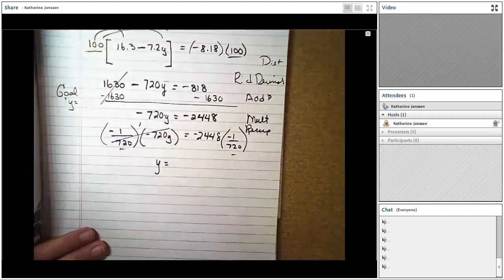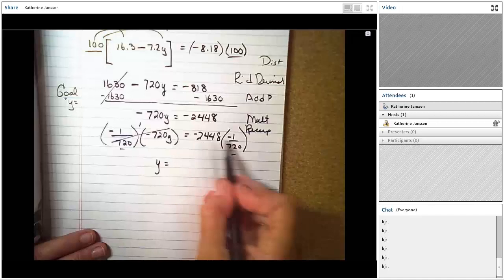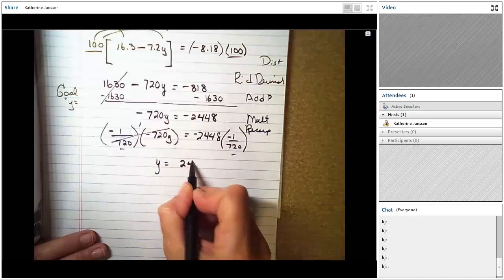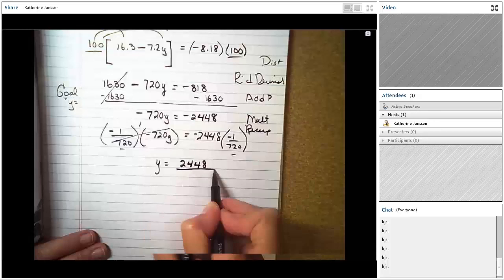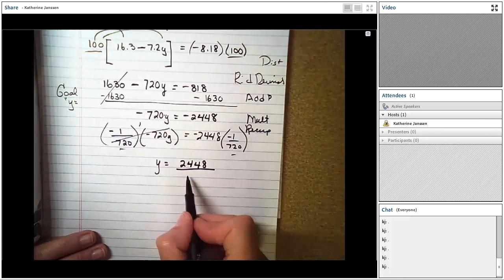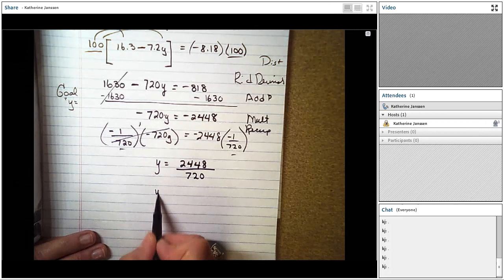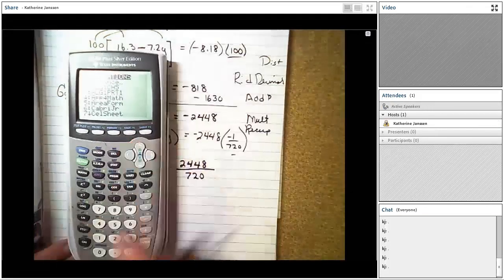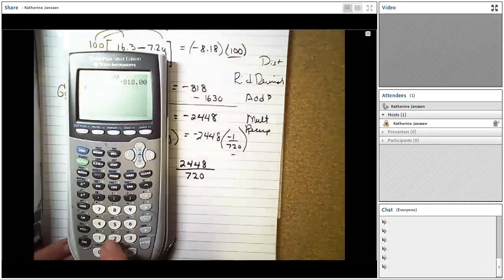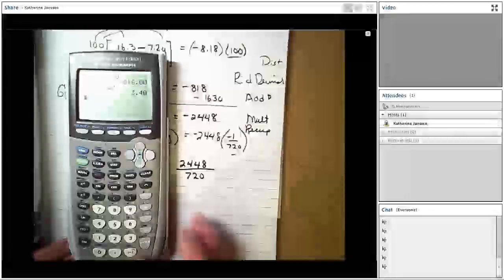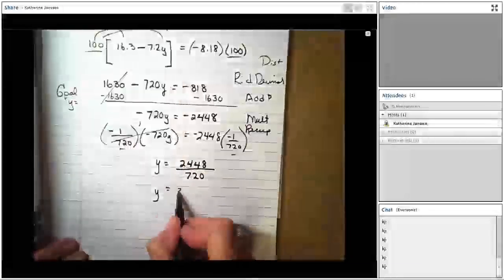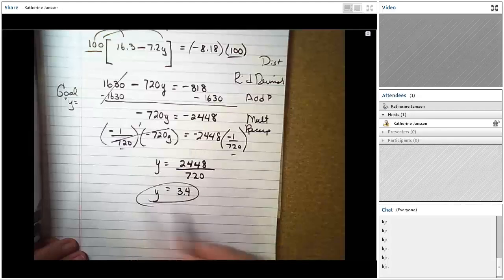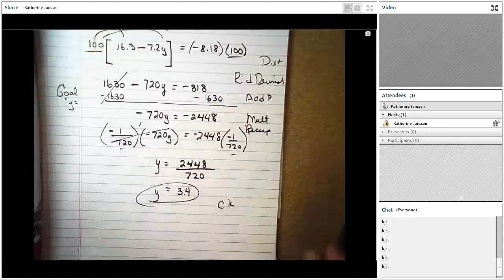Now I need to tidy up this side of the equation. Negative times a negative is positive. 2,448 times 1 is 2,448 divided by 720. That's obviously even, so let's take a look with our calculator. 2,448 divided by 720 is 3.4. Your answer is 3.4, and you can check by substituting back into the original equation.